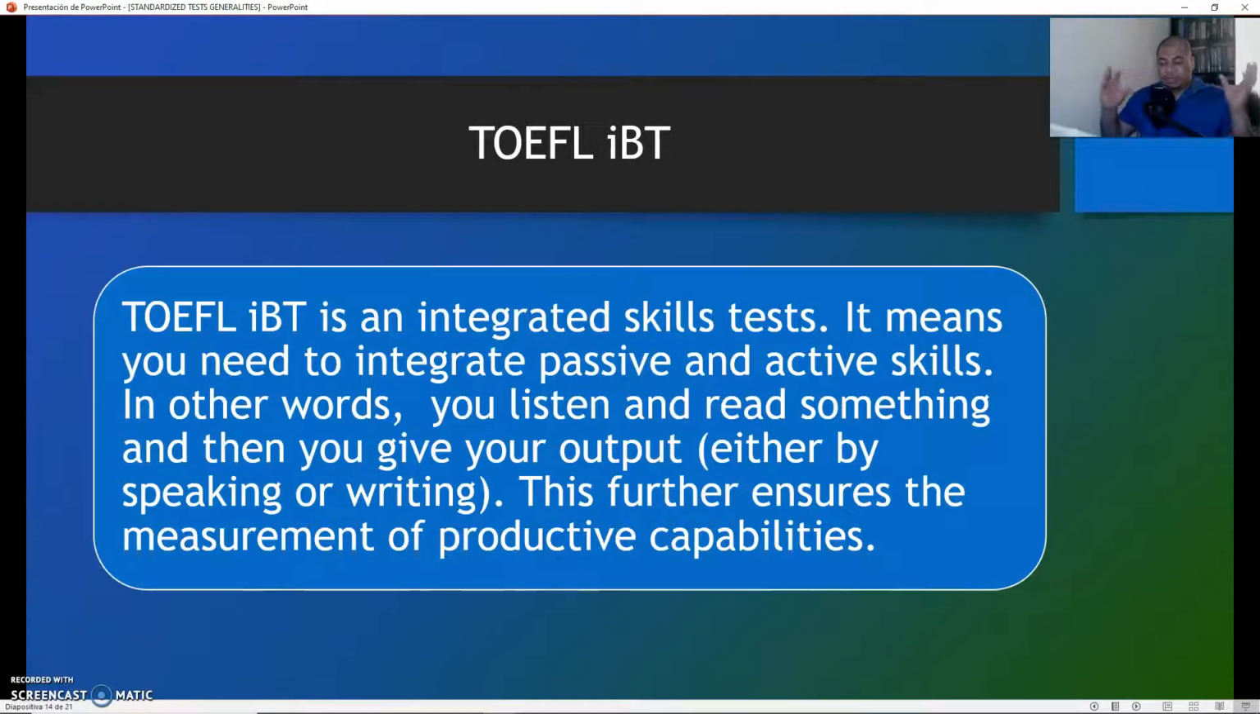So you get these two pieces of input, and then you need to process this information, and then provide your output, either to speak what you think about what you listened to and read, or to write about it. This ensures the measurement of productive capabilities, that you are actually able to speak in the language and to write in the language.